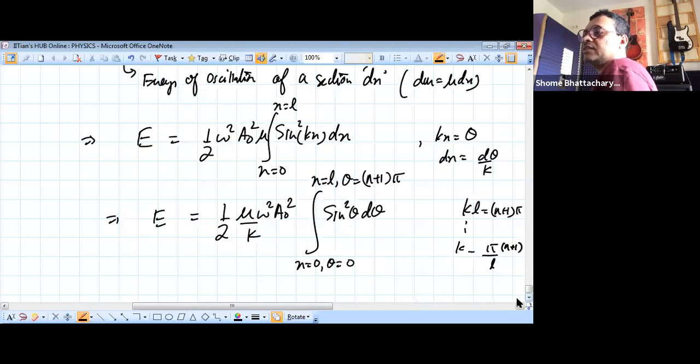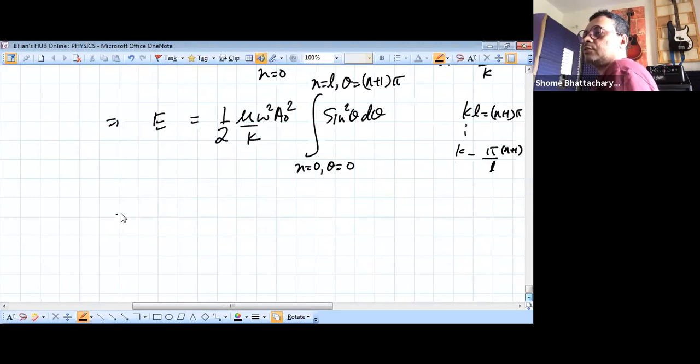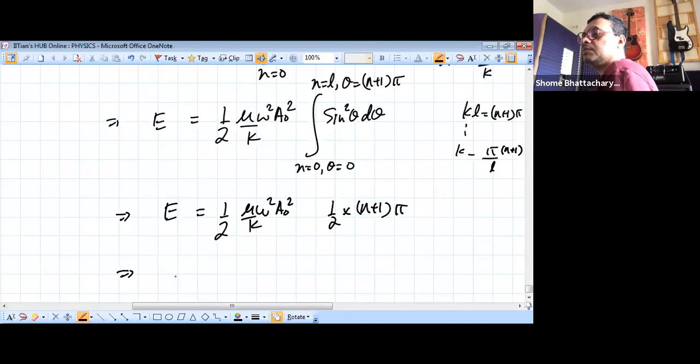So for sine square theta, the average value can be taken as half of that. So instead of doing this integration, we can just use this: it is half mu omega square a naught square by k into half into this interval, n plus 1 pi. So the energy is simply given by this formula. It is 1 by 4, or you can write it as pi by 4, mu by k omega square a naught square.